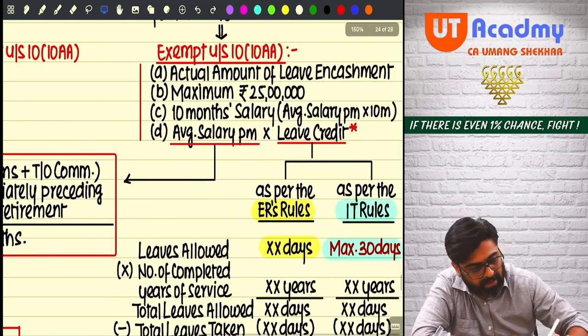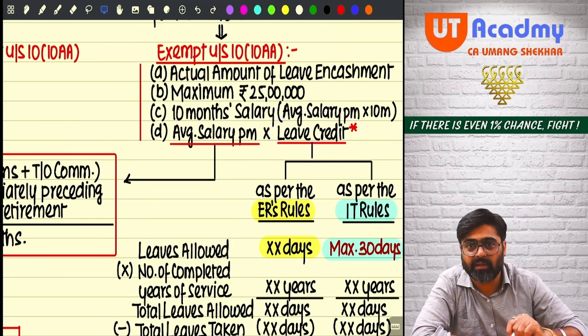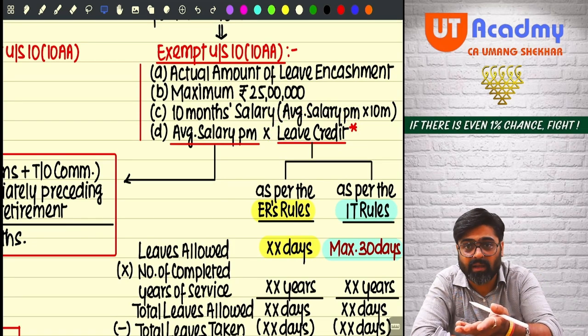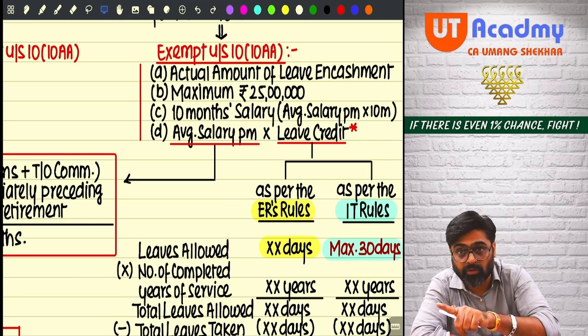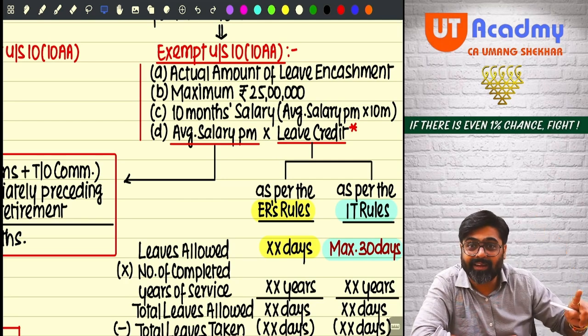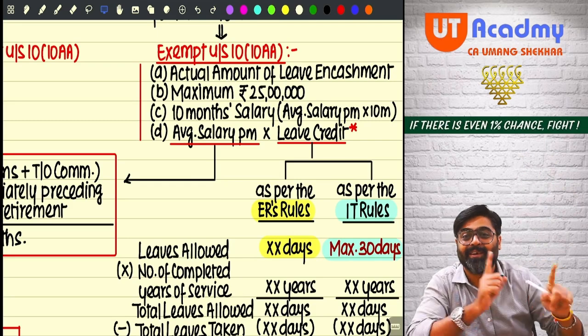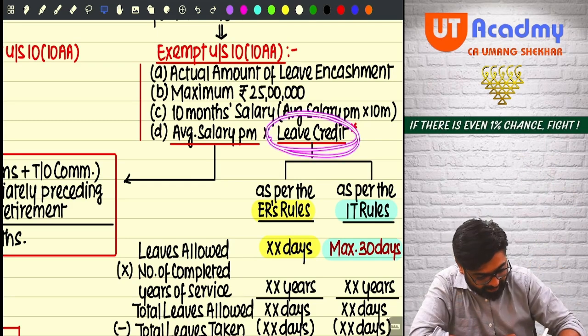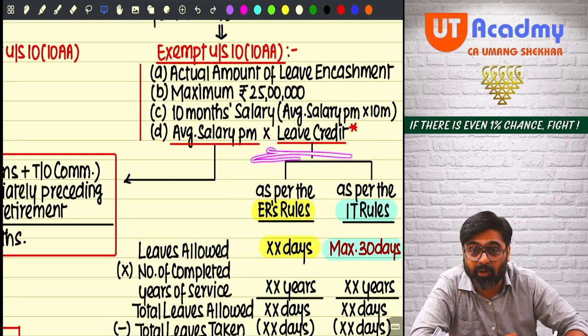Now multiply this average salary with leave credit. What leave credit? Actual leave credit, which is calculated as per employer's rules, or leave credit calculated as per maximum 30 days of IT rules. Whichever is lower will be taken for the purpose of exemption, because this can be manipulated.